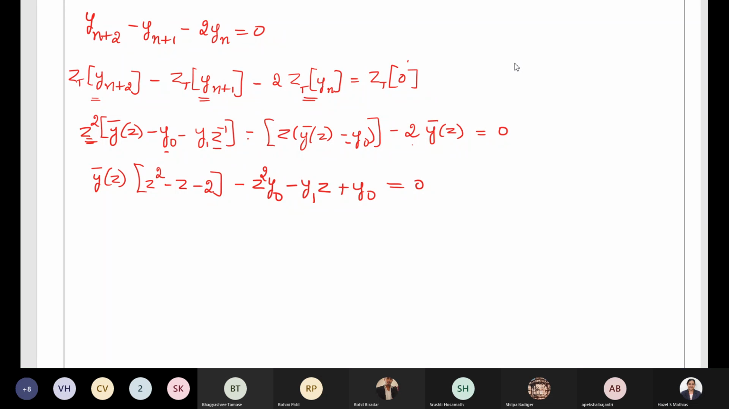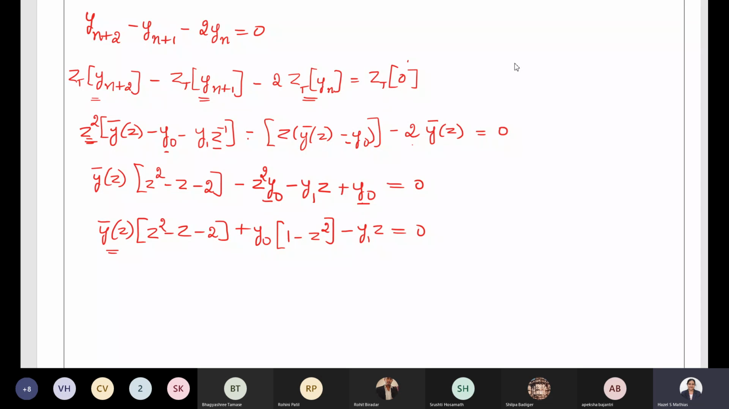What do we do? So what we are supposed to do? I'm taking y naught as common. Minus 1, square minus, equal to 0. Y naught minus Z square into y naught. So if I take y naught outside, 1 minus Z square will remain, minus y1 into Z.